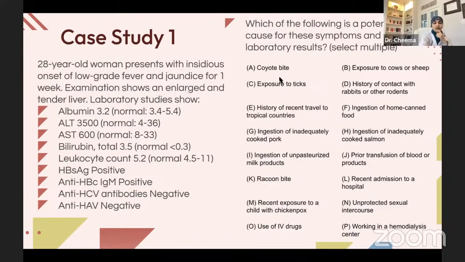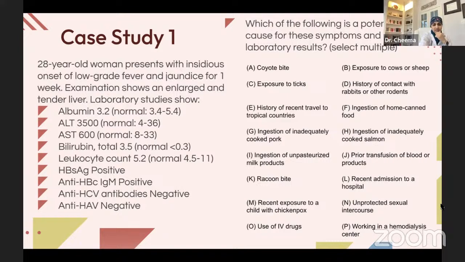Good, very good. So now they're asking about the risk factors. Remember we talked about that, right? So first of all, we need to know what's going on with the patient. The patient has jaundice and a low-grade fever. On examination, the patient has an enlarged tender liver. So we think something is going on with the liver, right? So what are the risk factors? They also mentioned hepatitis B, C, and that IgM is positive. So what's going on?